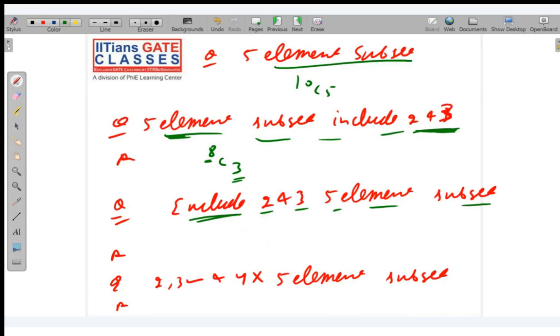2 and 3 should not be there. So obviously, how many elements do we have to pick? 5 elements we have to pick. But from how many? 8. So 8C5 is the answer. Okay, similar scenario, similar kind of thing only.